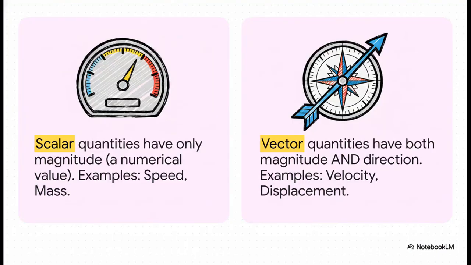Okay, rule number one of this new language is knowing the difference between a scalar and a vector. A scalar is just a number, it's a magnitude. So if I say my speed is 60 kilometers per hour, that's a scalar. But a vector has both a magnitude and a direction. So if I say my velocity is 60 kilometers per hour heading north, now that's a vector. See? It gives you the complete story.